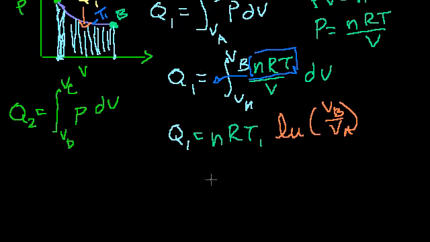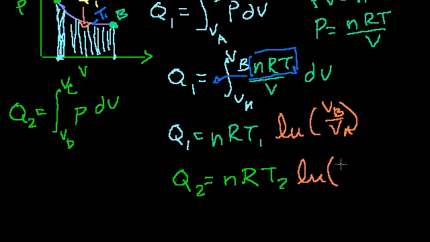You get Q2 is equal to nR. This time the temperature is T2. We're on a T2 reservoir. Times the natural log, and this time, what's it going to be? Instead of VB over VA, it's going to be the natural log of VC divided by VD. VC divided by VD.